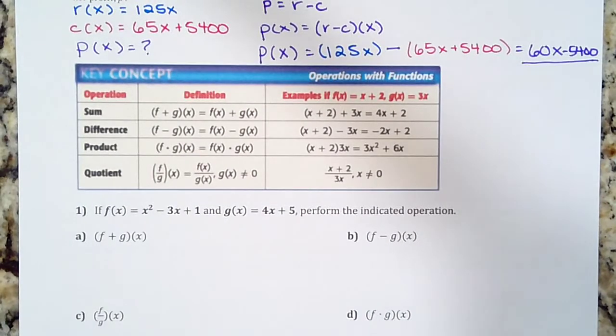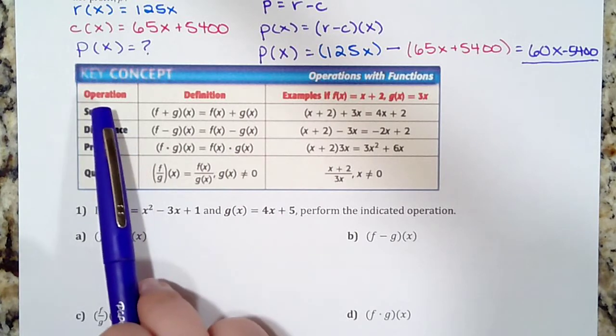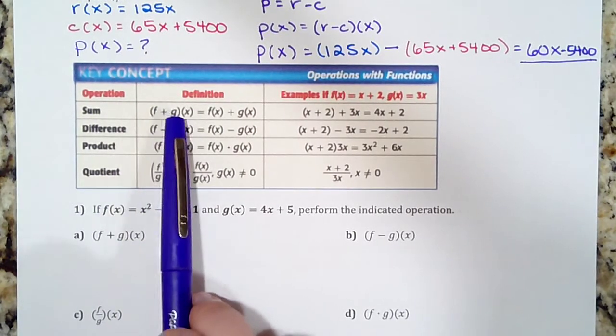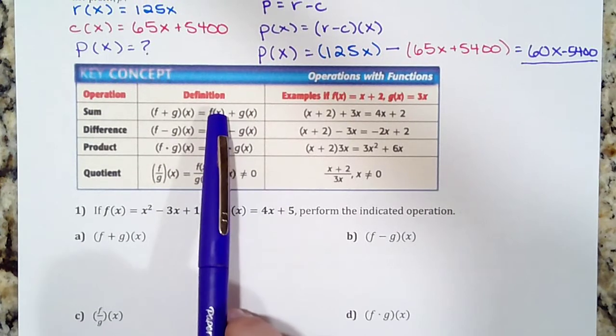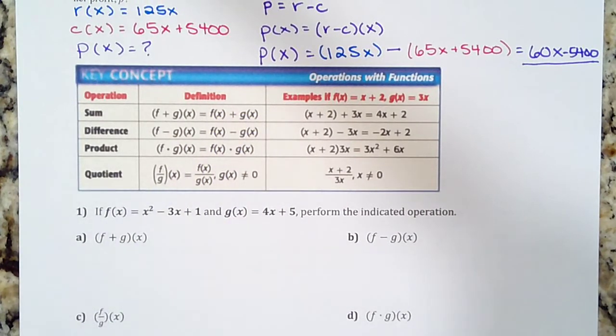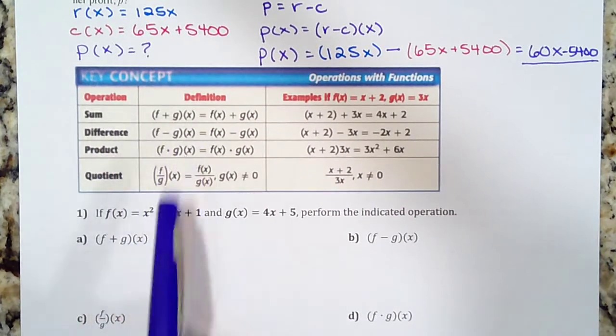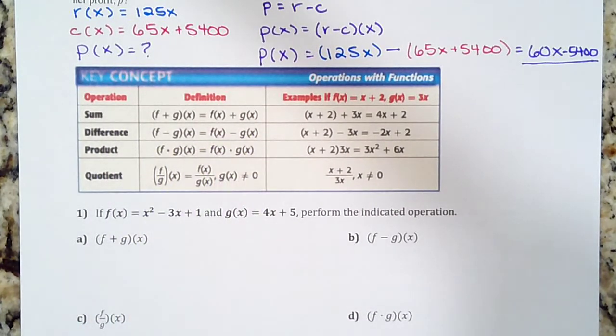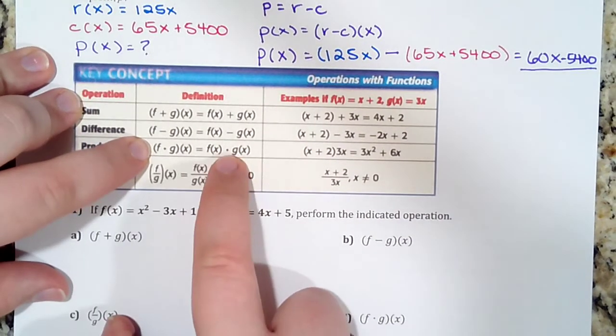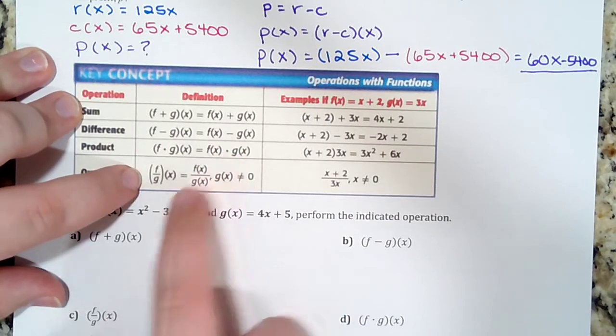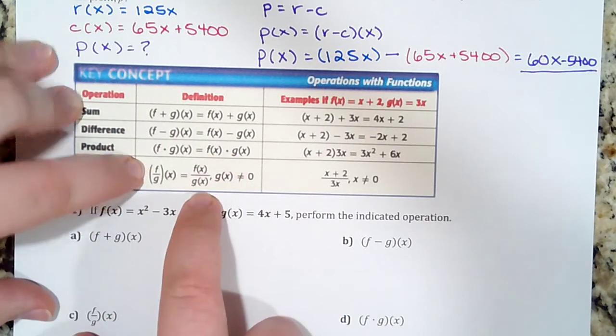Let's go on to the main idea. So the key concept is the operations that we can do with functions when we're given two different pieces. So we can do a sum. If you say f plus g of x, it's the same thing as taking the first function plus the second function. It's giving you an example over here. If you see a difference, f minus g of x, you take the difference of the two functions separately. The product, same thing, the two functions separately. And the quotient, the two functions separately.